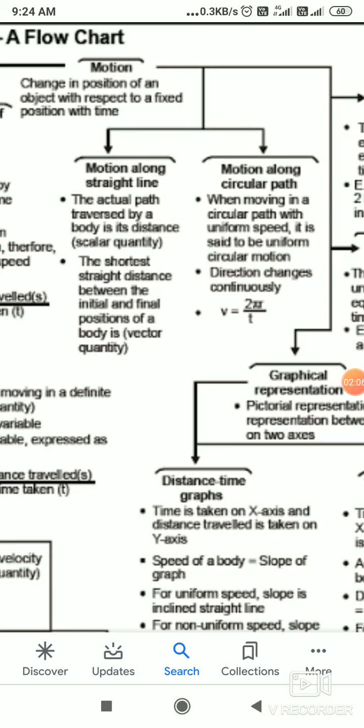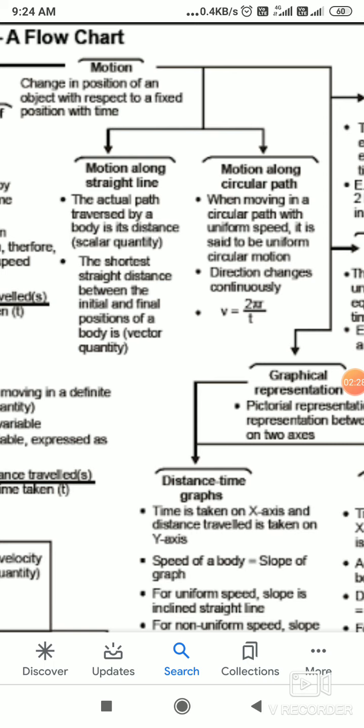Distance is a scalar quantity. In vector form, the shortest straight distance between the initial and final point is a vector quantity. This is called displacement. The shortest distance between the initial and final position of the body is called displacement. This is a vector quantity.